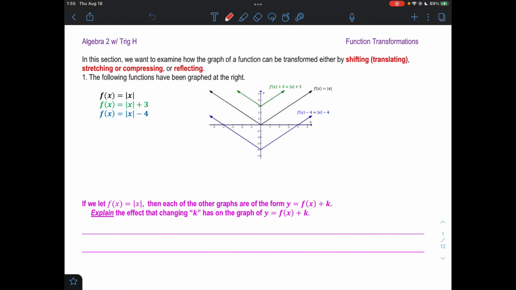In this section, we're going to examine how a graph of a function can be transformed by shifting or translating, stretching or compressing, or reflecting. So let's take a look at our first function here.